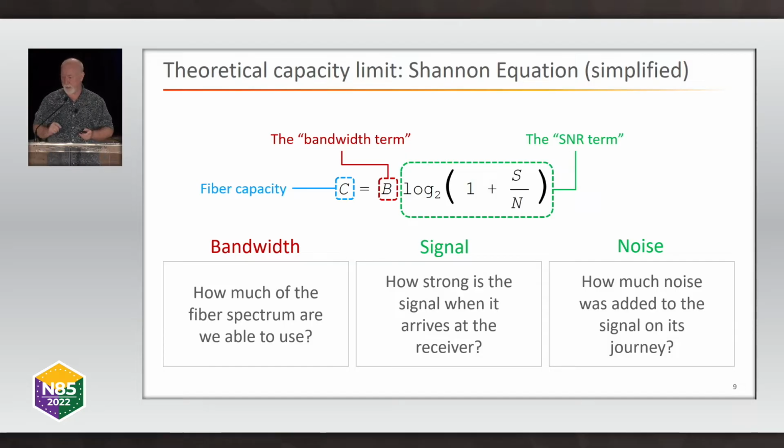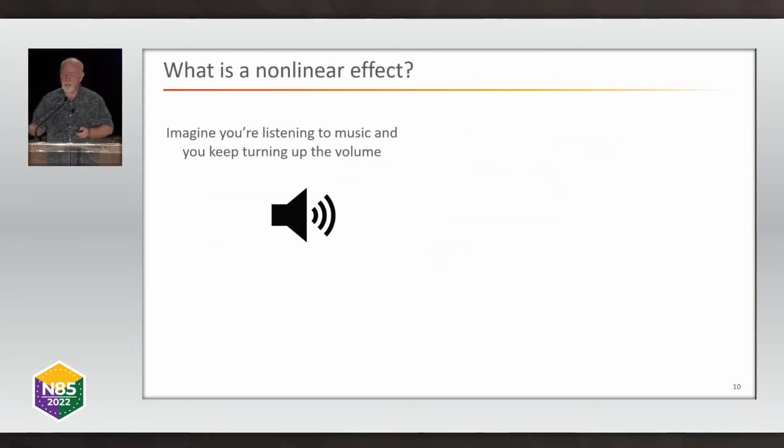So it's a relatively basic and simple equation. There's a little bit of a glitch, because optical fiber is a non-linear medium. And that's different from the media that Shannon was researching. Air is linear, copper is linear, but fiber is non-linear. Well, what does that mean? What is a non-linear effect?